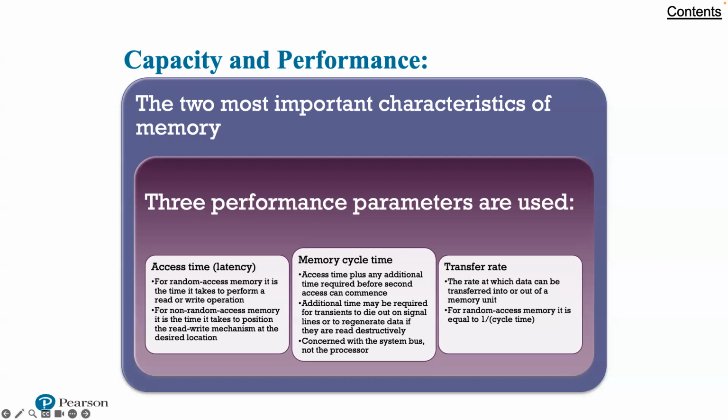And finally, we have transfer rate. This is the rate at which data can be transferred in or out of a memory unit. For random access memory, it's equal to 1 over the cycle time.